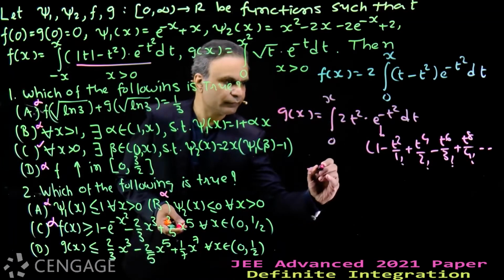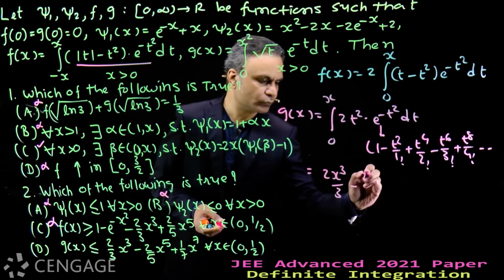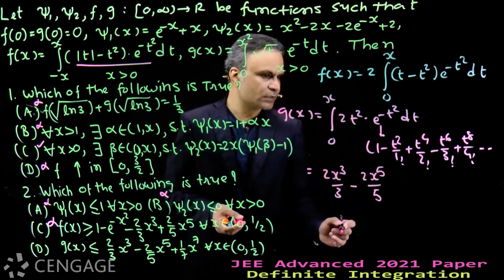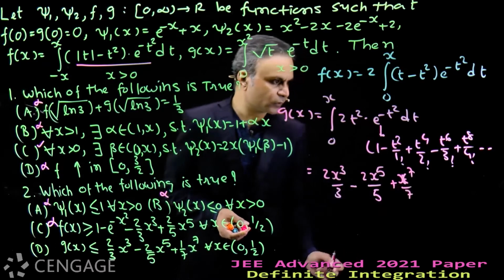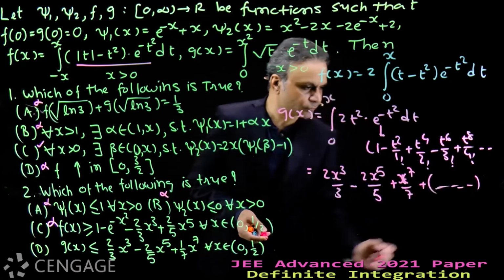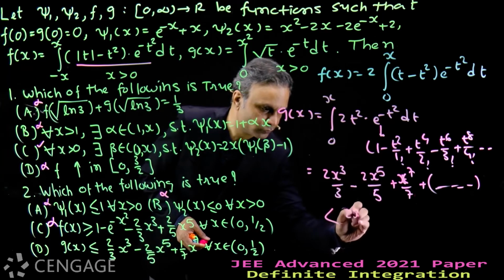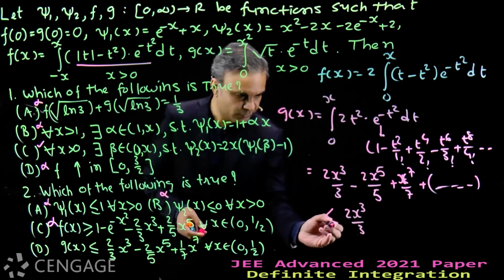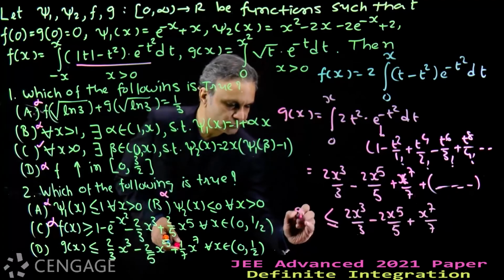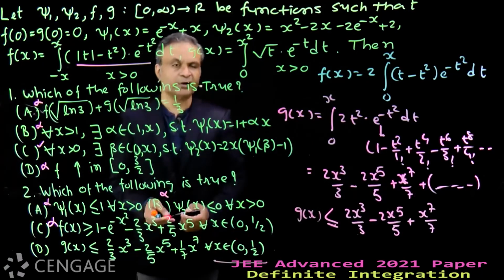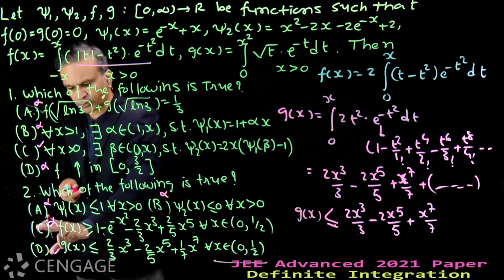Now we integrate, we find g(x) is equal to 2x cube over 3 minus 2x power 5 over 5, then we will have plus x power 7 over 7, and then some expression in x. And we find that for x belongs to 0 to 1 upon 2, this expression will be less than or equal to 2x cube over 3 minus 2x power 5 over 5 plus x power 7 over 7. So we have g(x) less than or equal to this for all x belongs to open interval 0 to 1 upon 2. So this option is true. So in this question option C is correct, and in this question option D is correct.